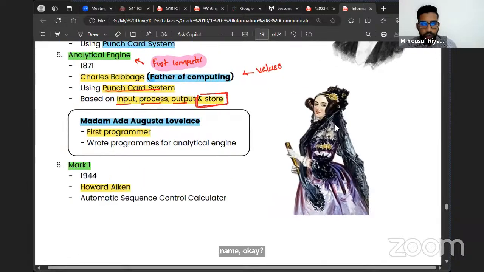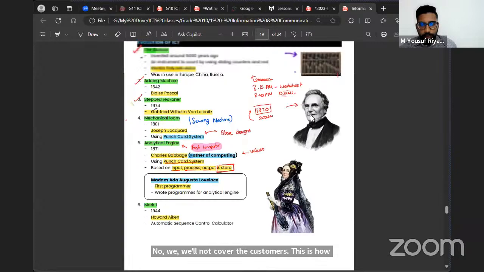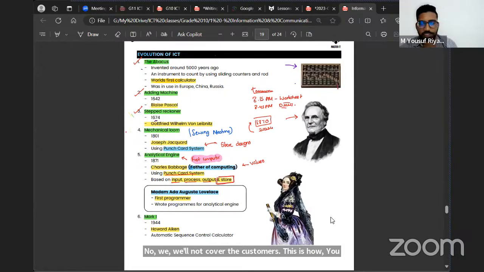This is how Madam Ada Augusta Lovelace looked. This is Charles Babbage. This is Ada Augusta Lovelace.